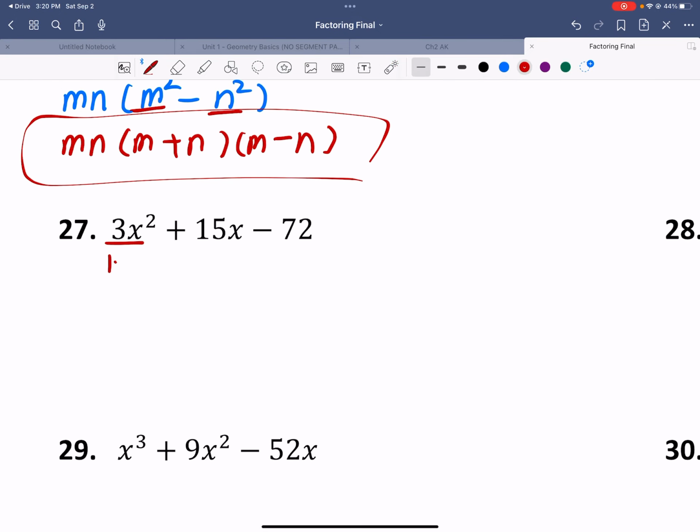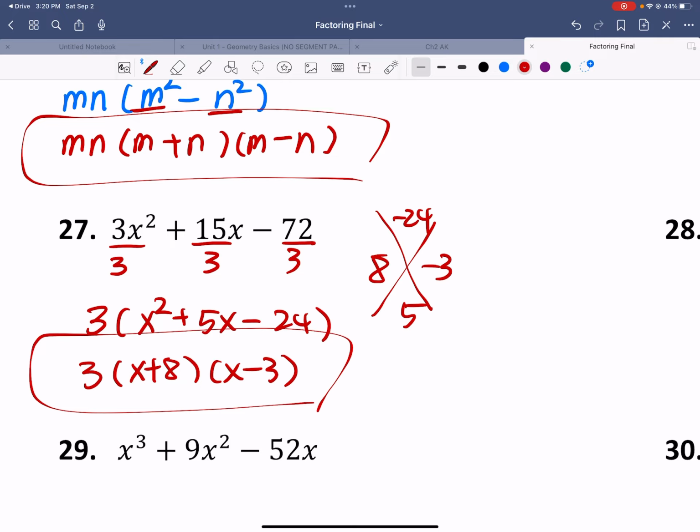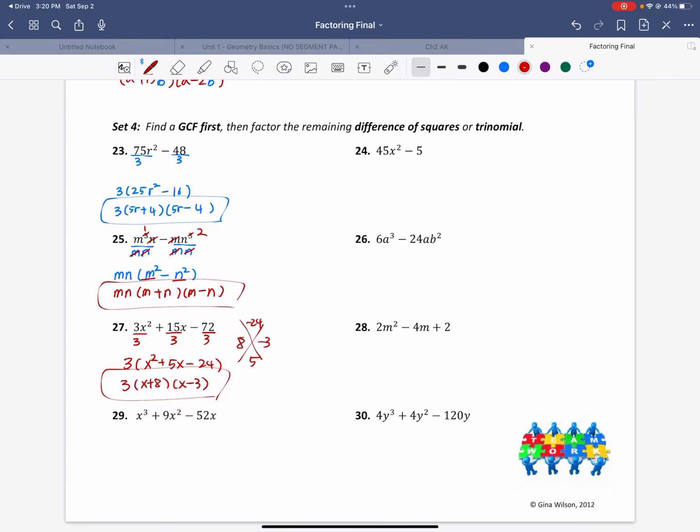What can give you 3? 1 times 3. And the only option that we have is going to be actually 3 in this case because 1 is worthless for GCF. So I'm going to take out 3 because 3 goes into every single one of these numbers. 5x minus 24, like that. Simple. And then you're going to do this. Like that. So it's going to be 3x plus 8, x minus 3, like that. Okay. All right, that's about it.